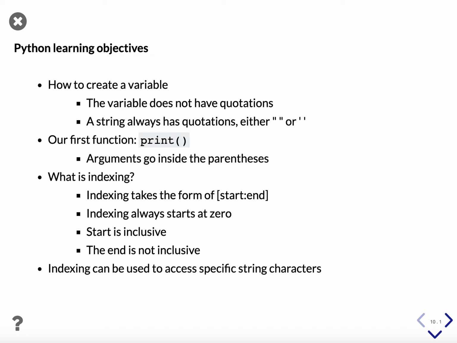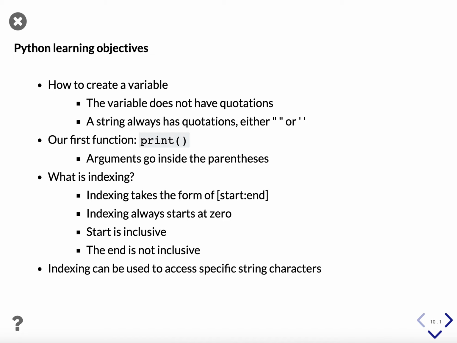So what did we learn today? For the Python learning objectives, we learned how to create a variable. A variable is any set of characters you want to assign to it, but importantly, it does not have quotation marks. A variable will give you a value back. A string always has quotations, either double or single, but it will not give you a value back. We learned about our first function, print. A function always has parentheses, arguments or inputs go inside the parentheses, and we get an output back.